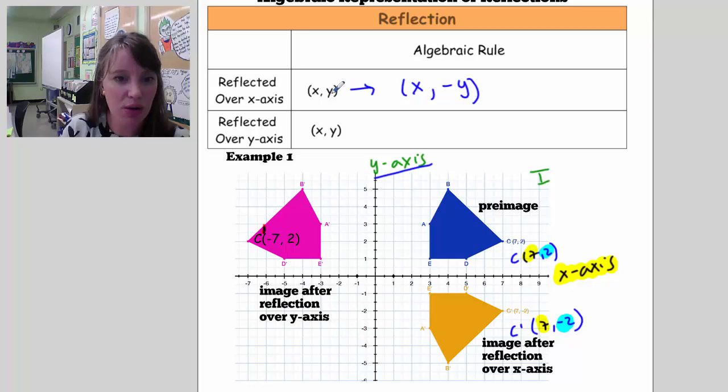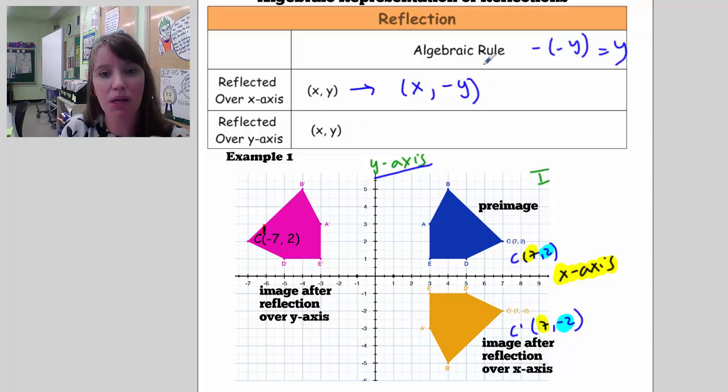So if y starts out negative, it becomes positive, because it would be the negative of a negative number, which would mean it would be positive. If it starts its life as a positive coordinate, it becomes negative.